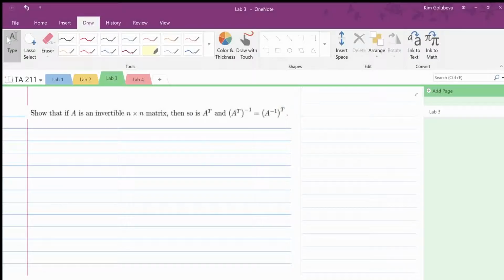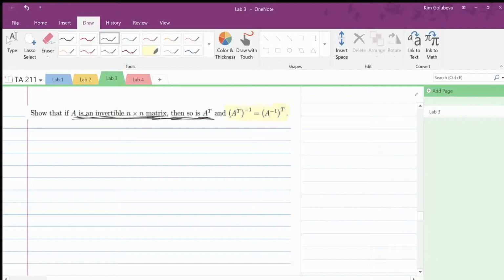Okay, this question looks a little bit intimidating and a little bit scary, but I promise you guys that it's not too bad, and you'll be able to understand it by the end of this. So what this question is asking is, if A is an invertible matrix, so A is some matrix, then so is A transpose. It's just telling us this right off the bat.